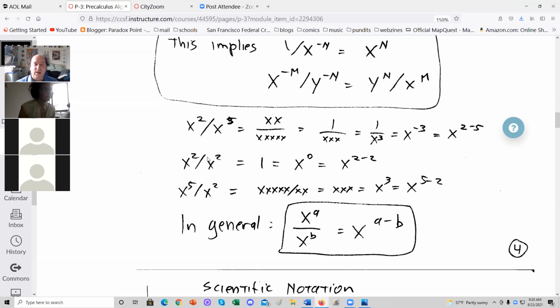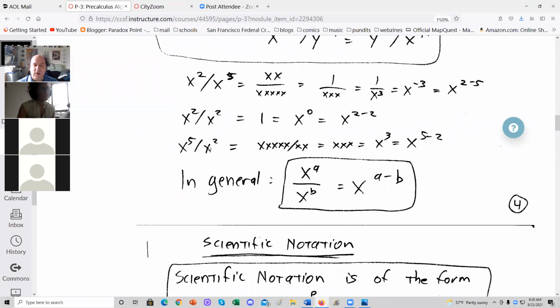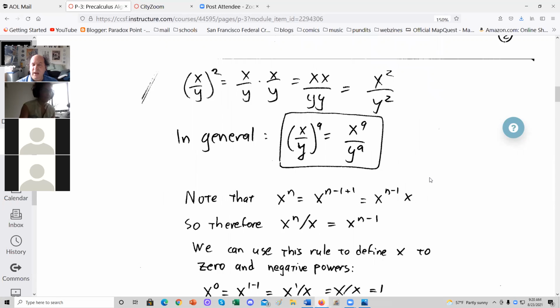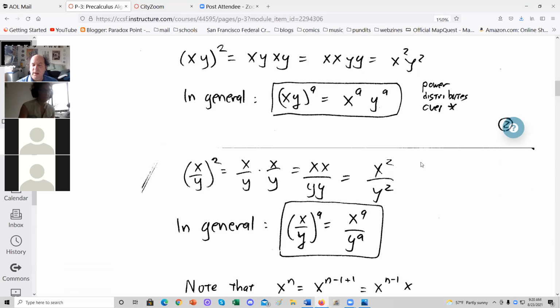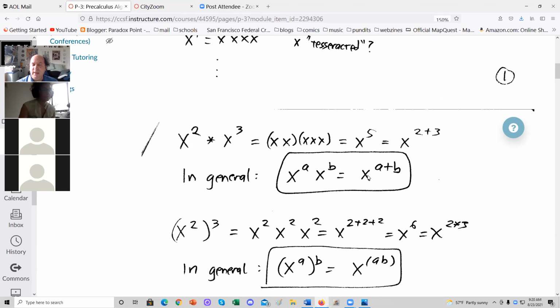If you take x to the second over x to the second, that's just 1 over x to the 0, which is x to the 2 minus 2. Again, we're subtracting powers. And x to the fifth over x to the second, that's 5 x's over 2 x's. 3 remain, that's x to the third, and the third is 5 minus 2. So in general, if you have a ratio of powers, you can take the difference of the exponents, just like when we have a product of powers, you add the exponents.